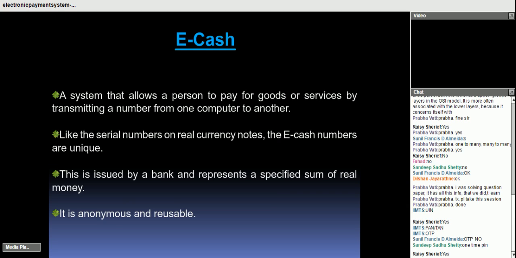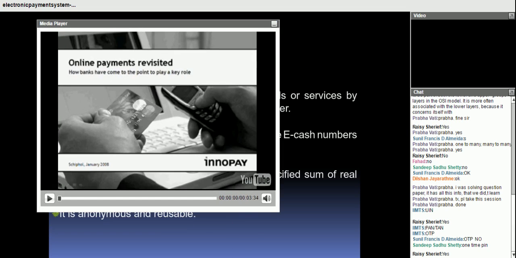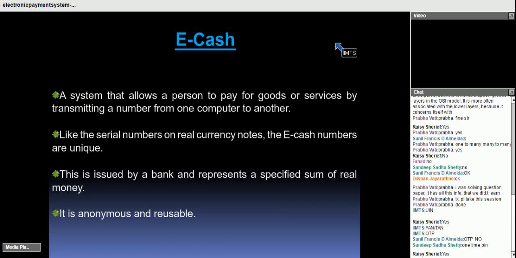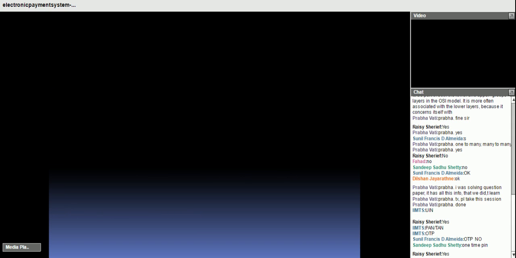So e-cash, a system that allows a person to pay for goods or services by transmitting a number from one computer to another, like the serial number on real currency notes. The e-cash numbers are unique. This is issued by a bank and represents a specific sum of real money. It is anonymous and reusable.